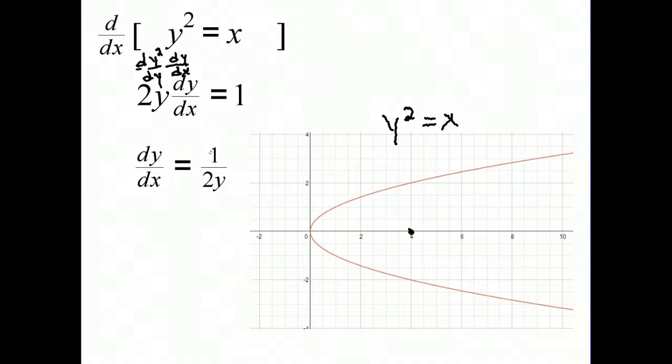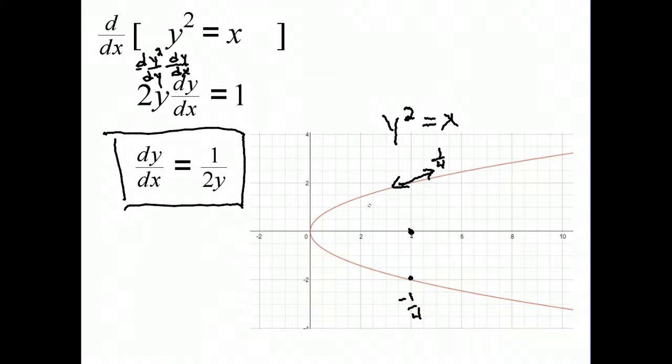And so if you plug that in, 1 over 2 times 2 is 1/4. So it says this slope of the tangent line right here is a positive 1/4. But if we're talking about this point down here, then it's a negative 1/4. So this derivative right here is, in fact, very helpful for this type of implicit relationship.